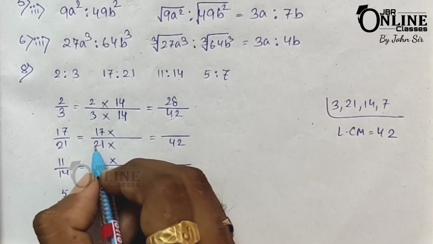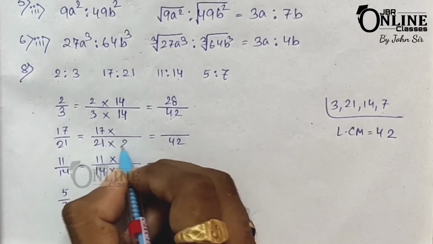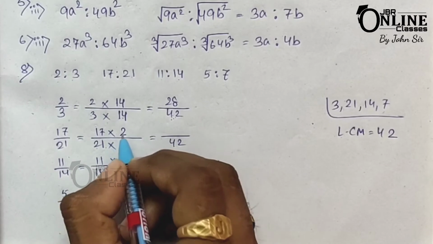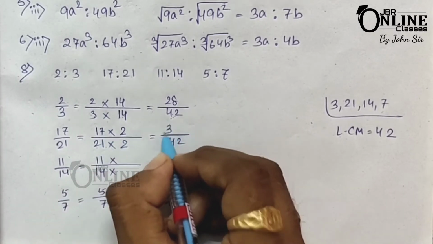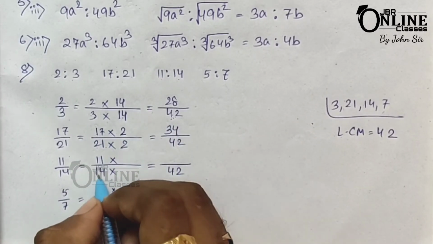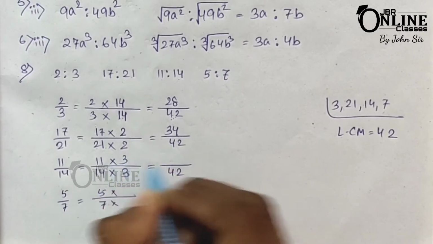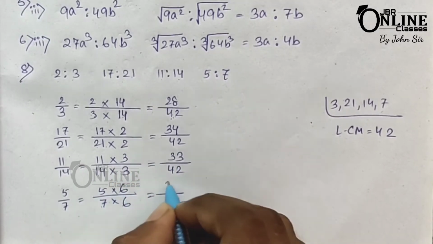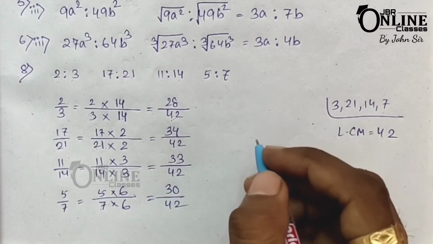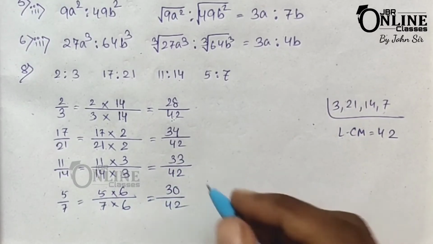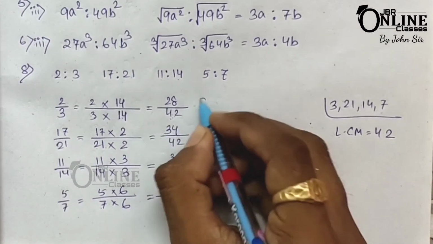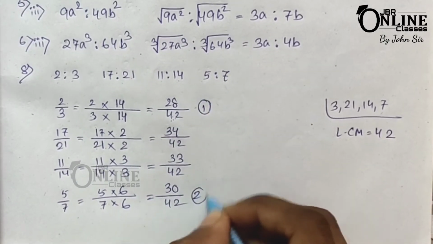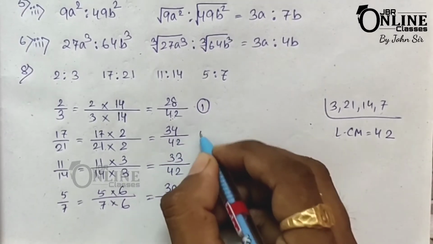Now again 42. Now 21 into 2, you will get 42. So here you will also multiply with 2. Now 17 into 2 equals 34. Now here 42. Now 14 into 3, so here also 3, that means 33. And here 7 into 6, so here 5 into 6 equals 30. Okay, so now if we write in ascending order, then this one is first, then the second one is 28, 32, this was the second, now third this one and fourth this one.